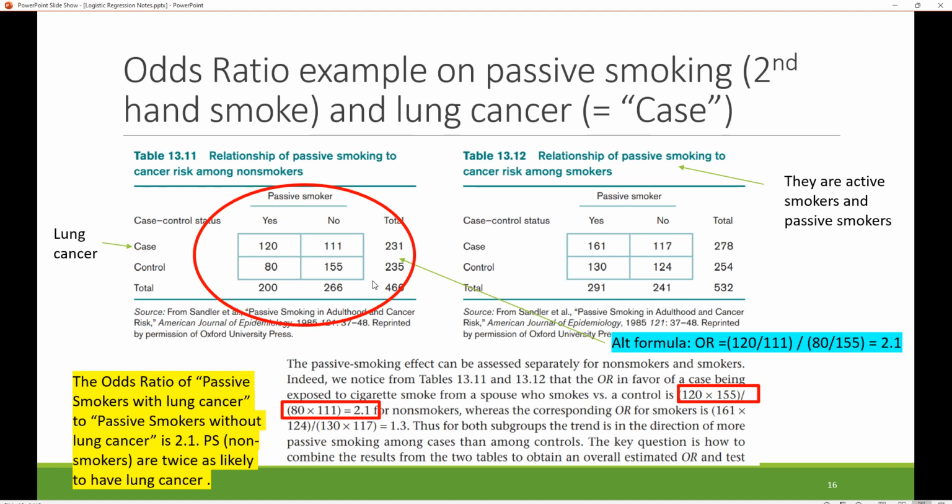So in other words, someone that's exposed to secondhand smoke actually does have odds that are twice that of those who are not exposed to secondhand smoke. So we're beginning to see that there could be a link between lung cancer and smoking.